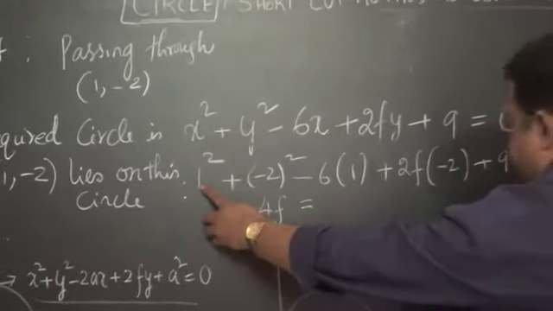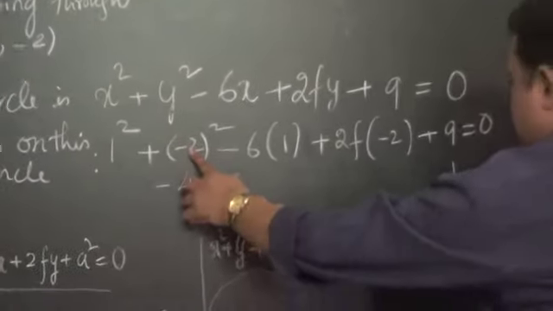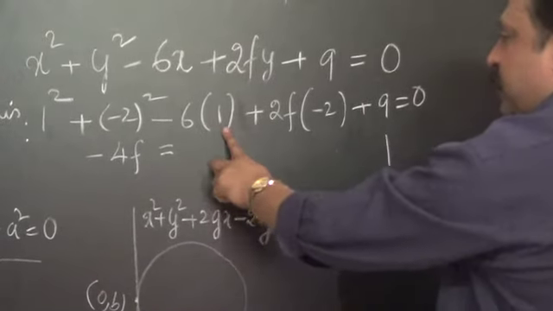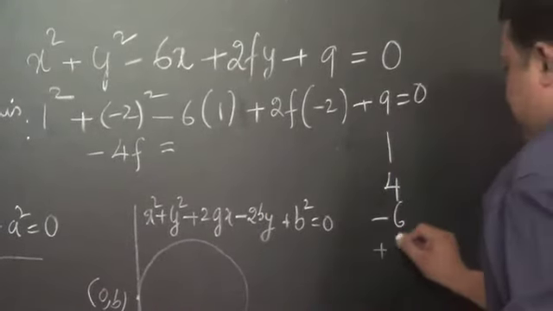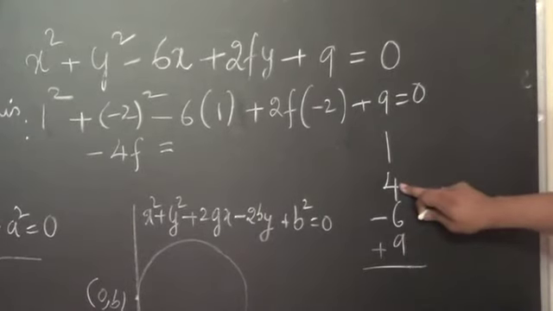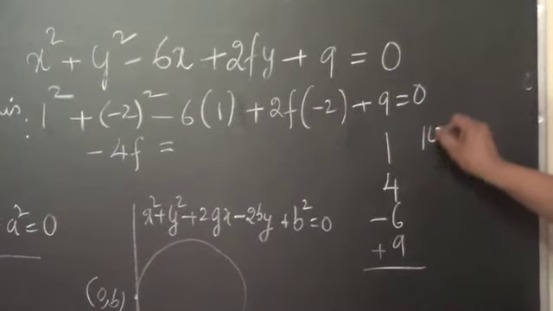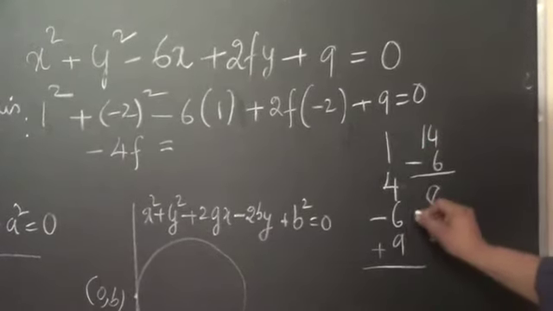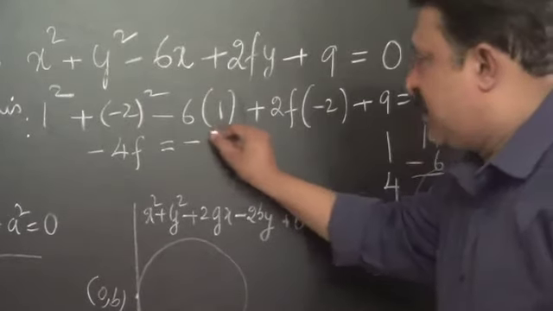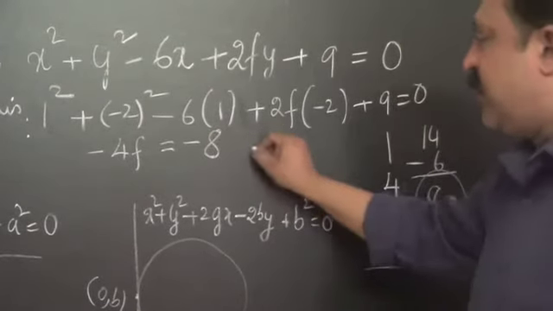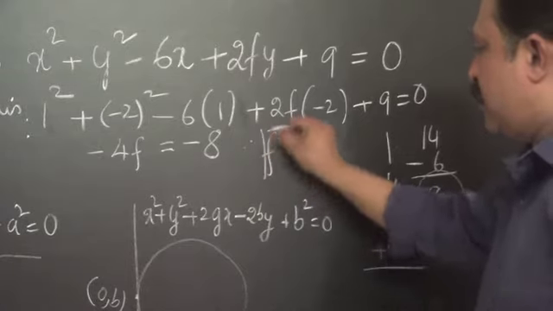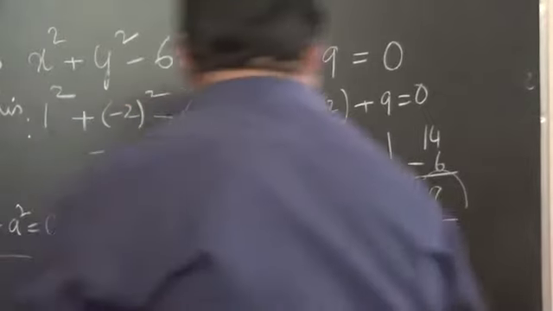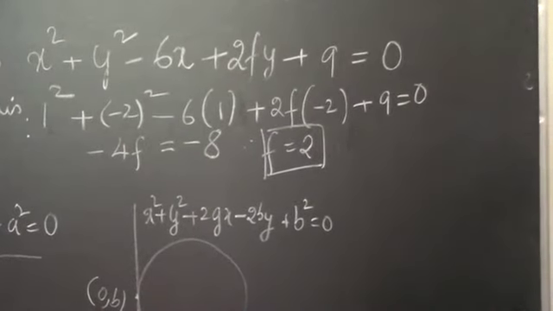I write it a little bigger. This is 1, and squaring -2 becomes plus 4. -6 into 1 is -6, and plus 9. So 9 plus 4 is 13, 13 plus 1 is 14, minus 6 is 8. So it is plus 8, and I put this plus 8 to the RHS. It becomes -8. Therefore, f is equal to 2. So we get the value of f, and once you get the value of f, it is easy to write down the equation of the circle.